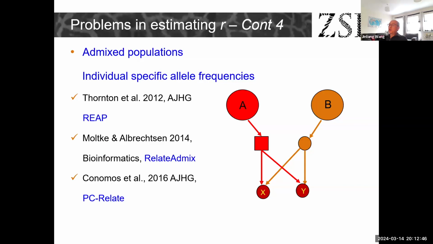That is the principle, the idea used in these three publications and three software, RIP, Relate Admix, and PC Relate. They can take into account the admixture of the individuals and their ancestries to calculate relatedness.